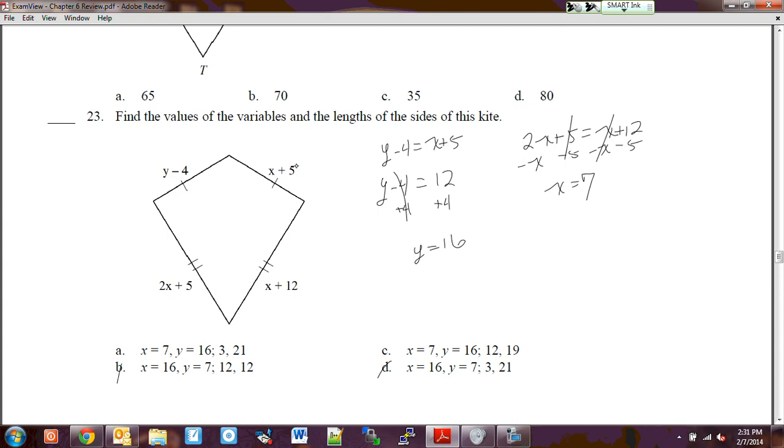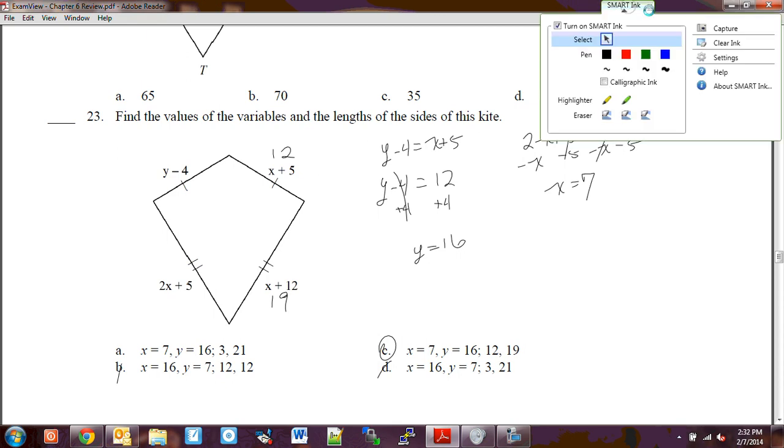But now that we know what y and x are, we can just plug them in. Well, we already found the length of this side by finding y. X plus 5 is 12, so we know this is length 12. Okay? Now we can come down here and do the same thing, plug in a 7. 7 plus 12 is 19. So the answer here for number 23 is C. X is 7, y is 16. The shorter side is 12. The longer side is 19. All right? Moving right along.